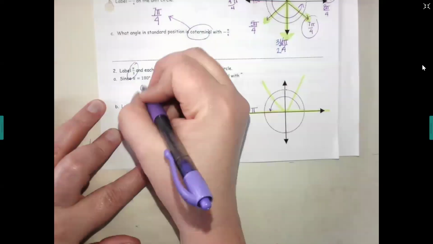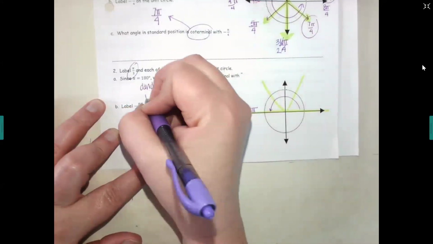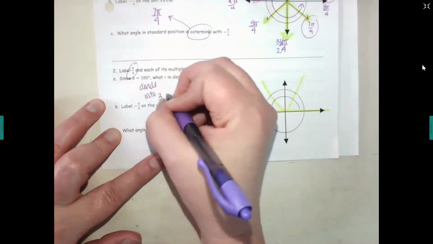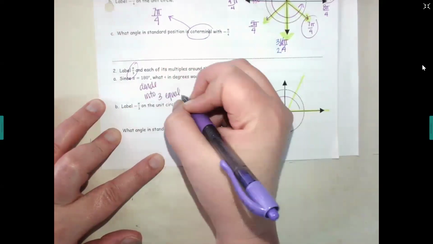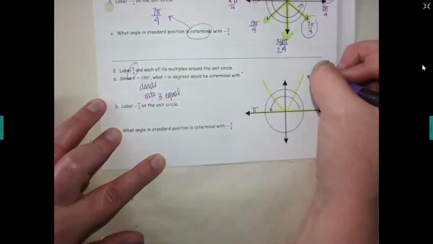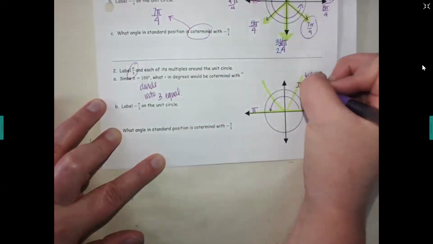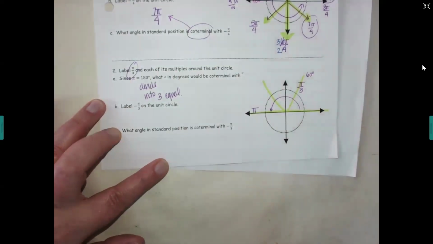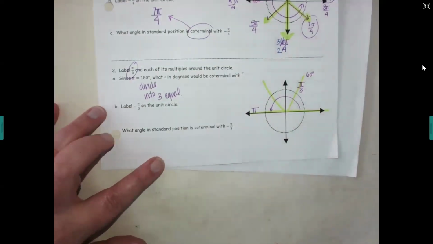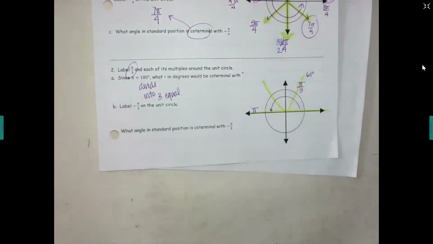180, and I'm going to divide it into 3 equal pieces. How many? 60 is correct. So this would be 60, but I'm going to call it pi divided by 3. Then if I go to the next one, this is 1 pi third. The next one would be 2 pi thirds.